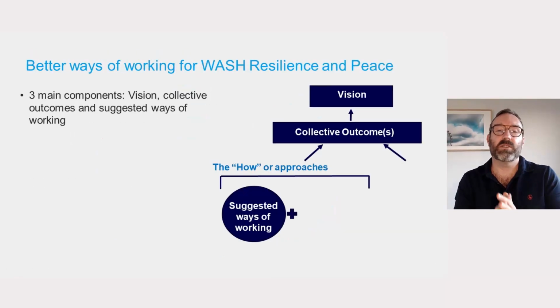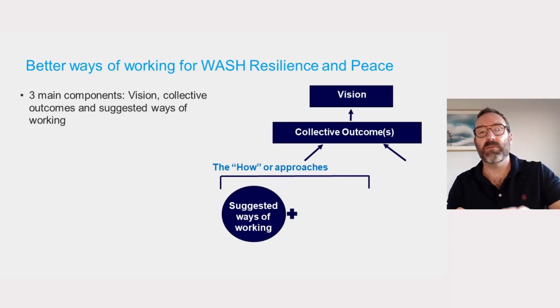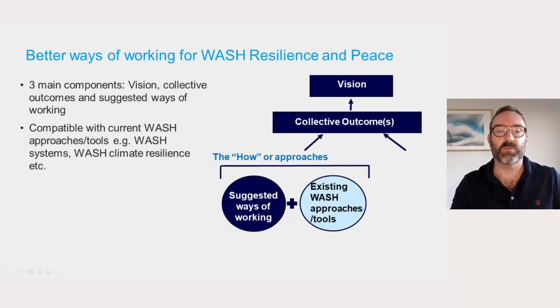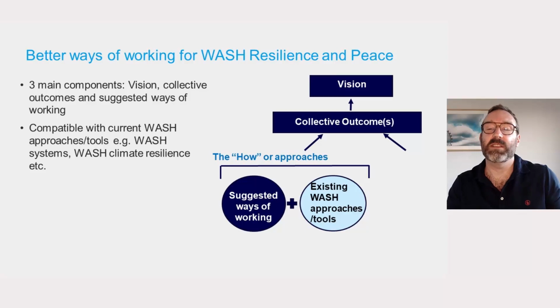So what is the WASH resilience and peace framework? There are three main components. There is the vision, where we want to achieve globally. There are the collective outcomes, which is more at the programmatic level, which is the outcome that you'll agree on as humanitarian, development and peace actors. And then there are the ways of working on how to achieve those collective outcomes. It's compatible with current WASH approaches and tools. This could be the WASH systems approach, it could be WASH climate resilience, etc.